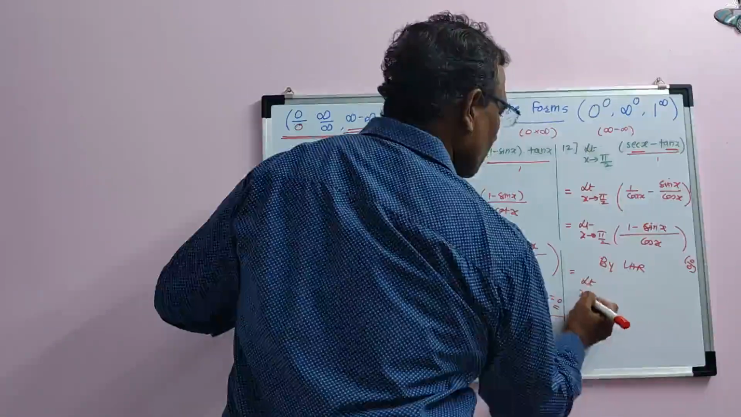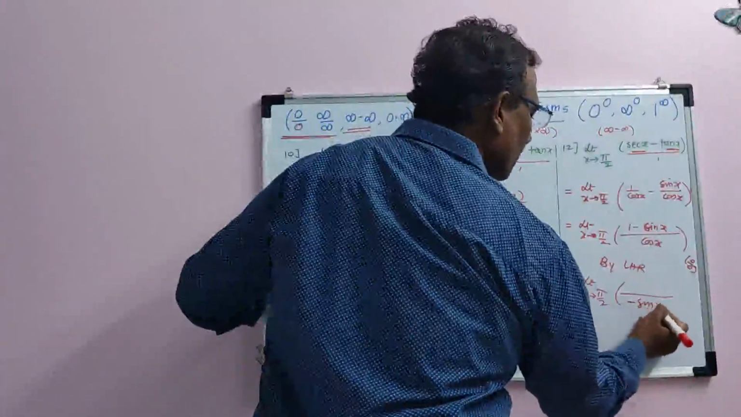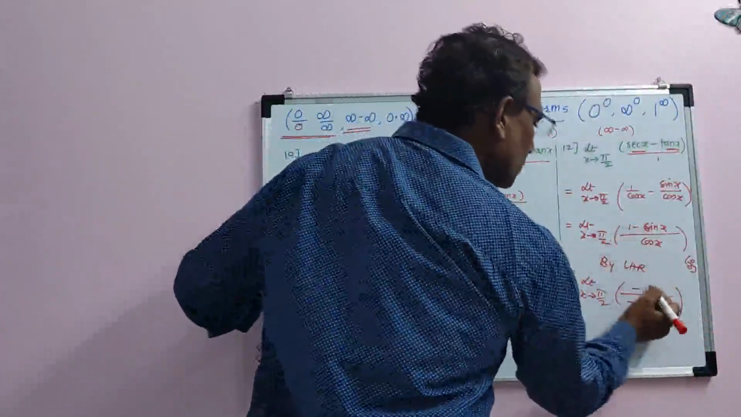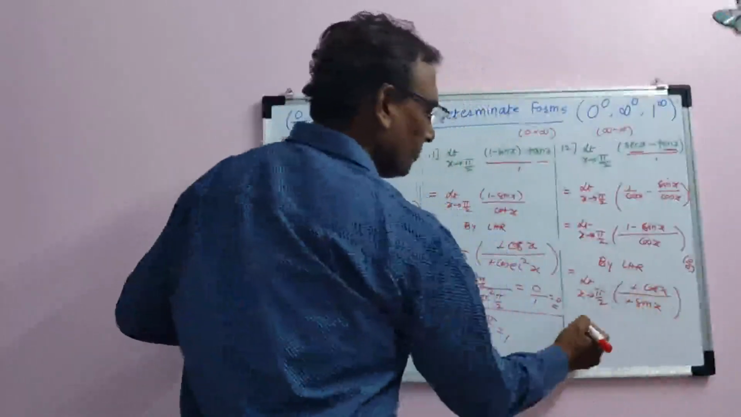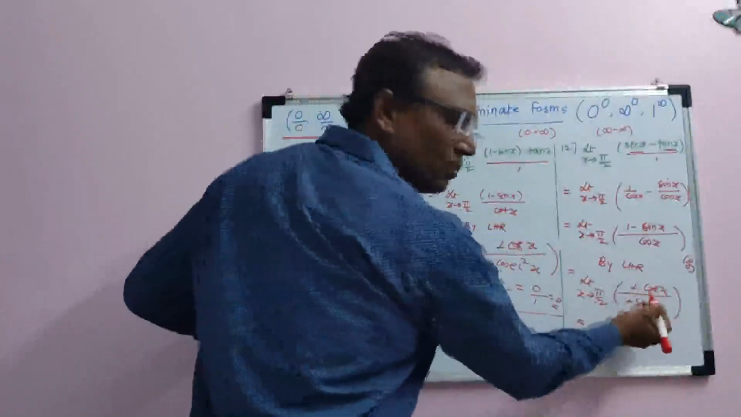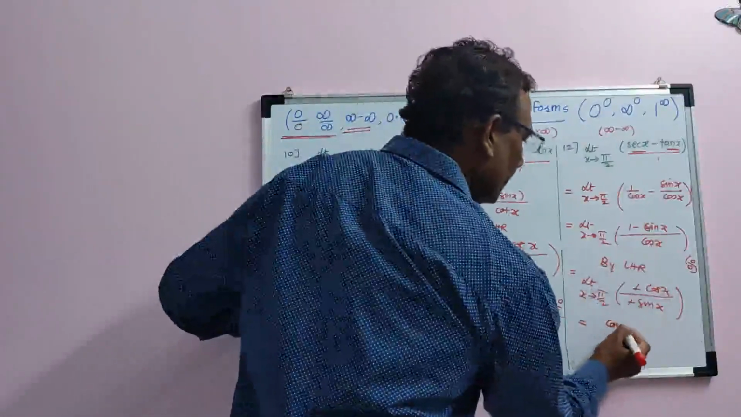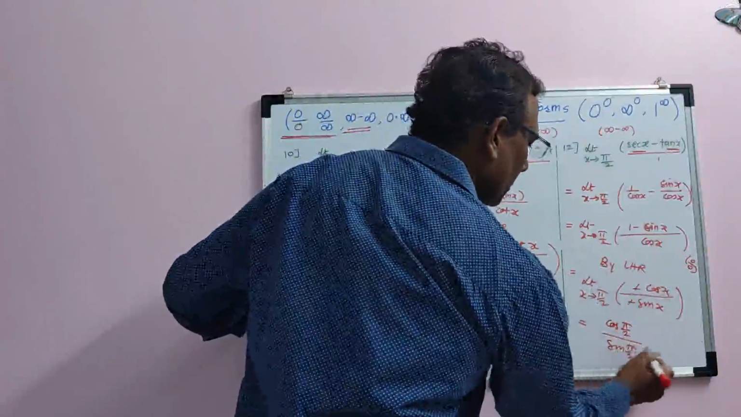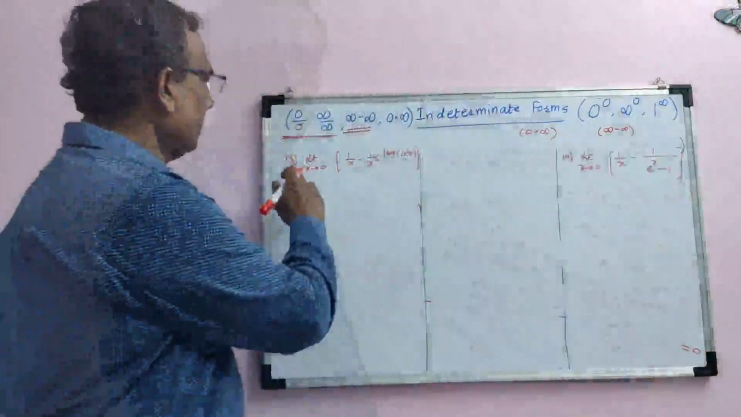limit x tends to pi by 2. Derivative of cos is minus sine. Derivative of 1 is 0. Derivative of sine is cos. Okay, this minus cancels again. Sin pi by 2 is what? 1. The denominator is not going to become 0, so you can put down the value directly. Cos pi by 2 by sin pi by 2. Cos pi by 2 is 0, sin pi by 2 is 1. So 0 by 1 is the answer.